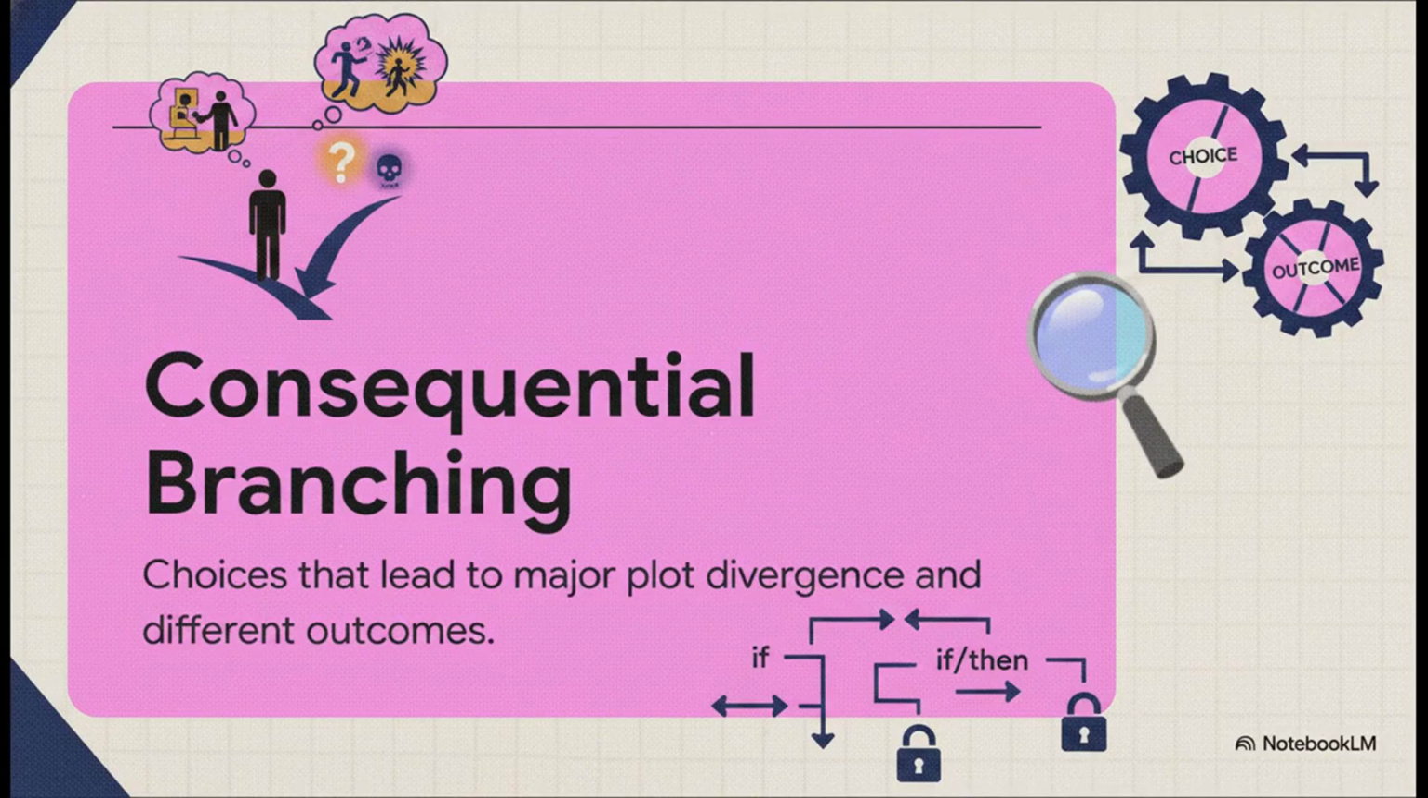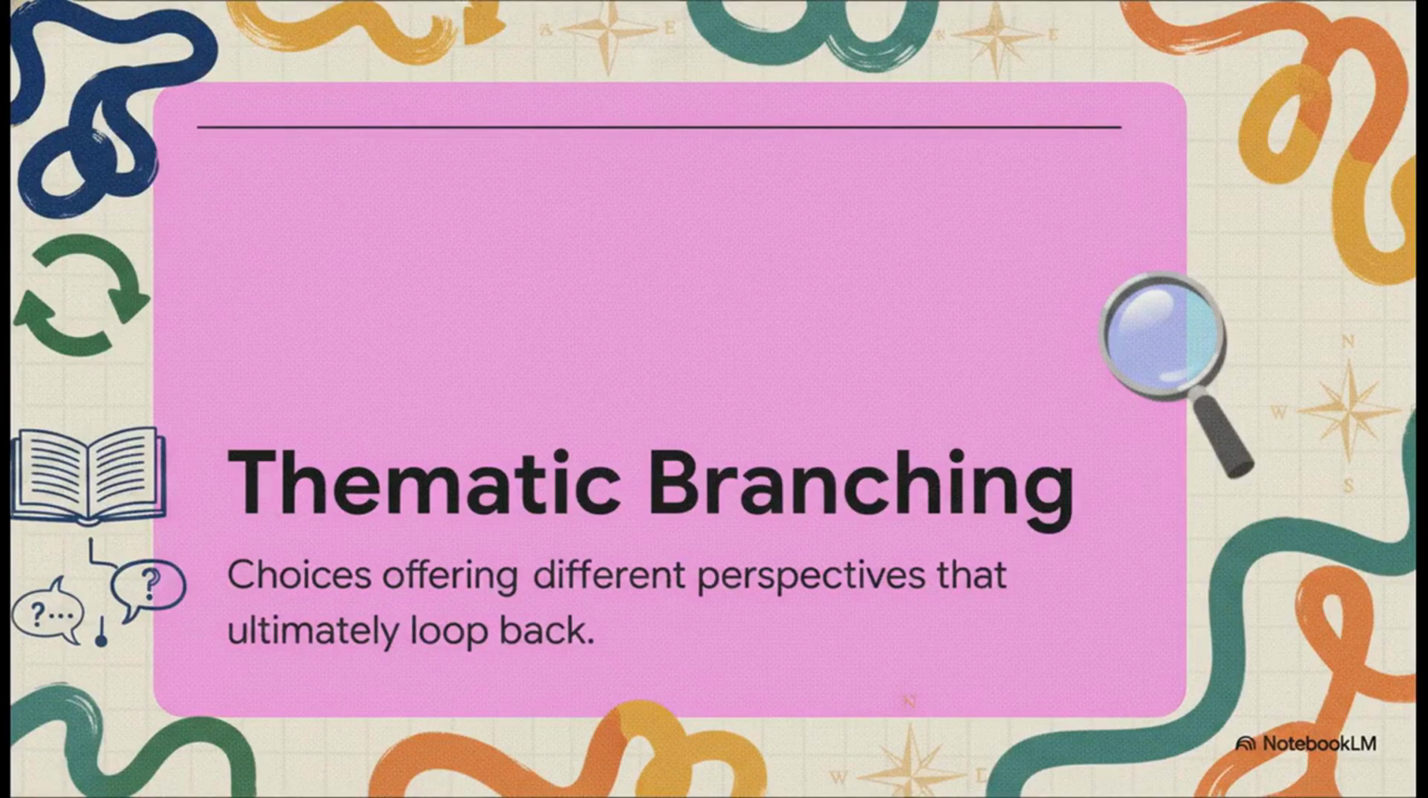Imagine you're playing a really tense mystery game. You have to choose whether to save a suspect or let them die. That choice might literally change who the culprit turns out to be at the very end of the game. It gives the player this incredible sense of power, but the production cost is astronomically high because you have to write entirely separate realities. The second pillar is thematic branching.